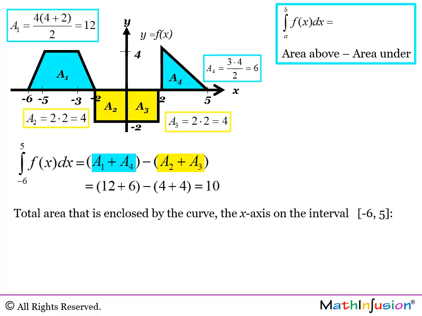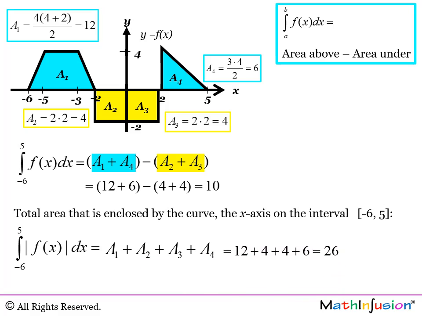What is the total area enclosed by the curve and the x-axis on the interval -6 to 5? In this case, we have to take the integral of the absolute value of the function, because we cannot subtract area, but all the areas are just added up. And we get 12 plus 4 plus 4 plus 6, so the total area enclosed between the curve and the x-axis is 26.